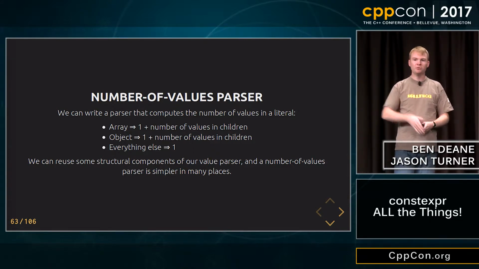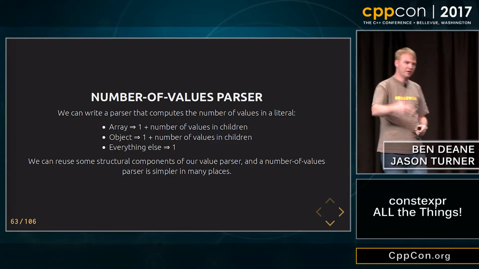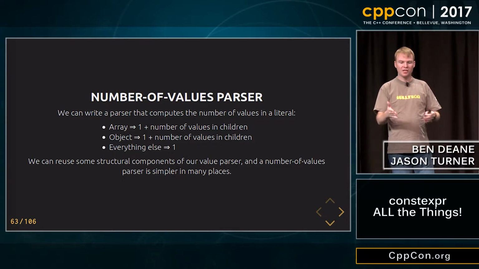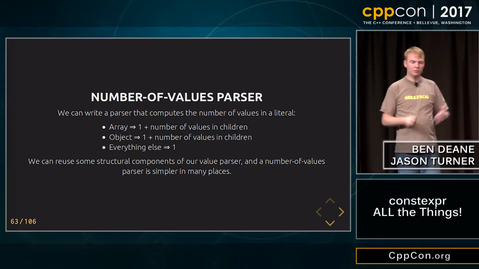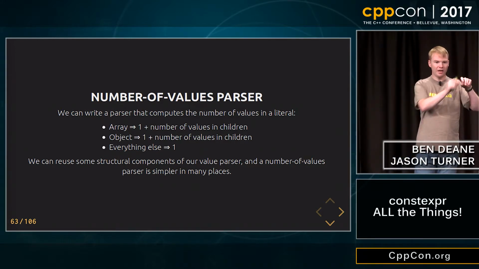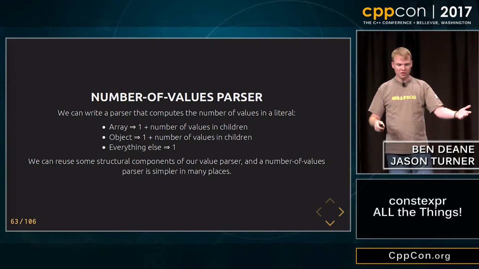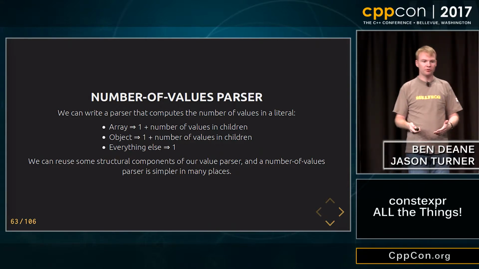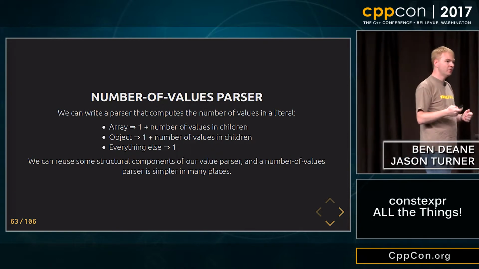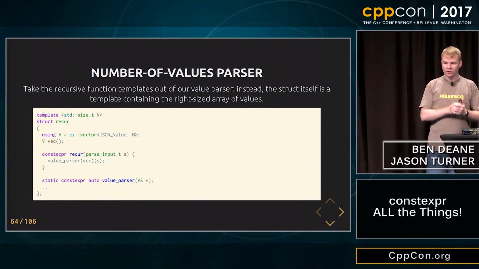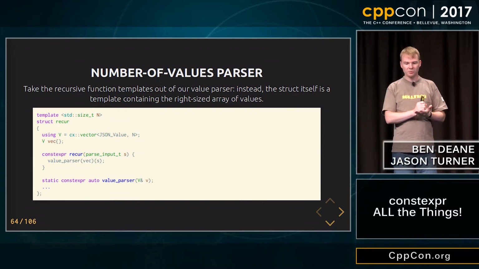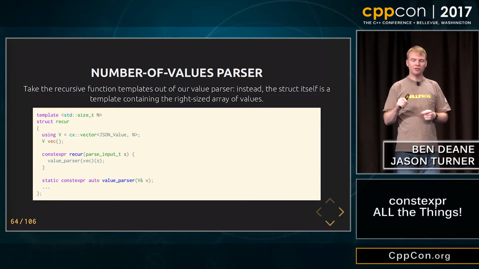Because all we do is reuse our structural code that knows how to parse strings and numbers and all that stuff. But instead of actually outputting the values, we just output the number of values that we'd need. So an array is just one value for the array plus number of values in its children, object the same, everything else is just 1. And we reuse all the structural components, and the number of values parser works. So now that we have the number of values parser, the JSON value doesn't need to be a template anymore.